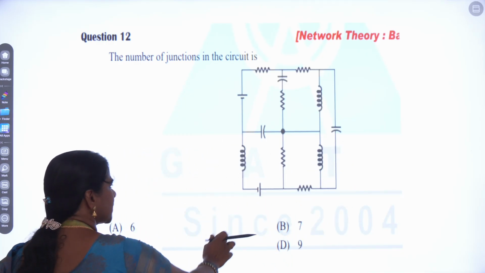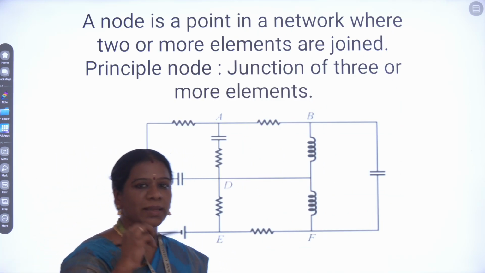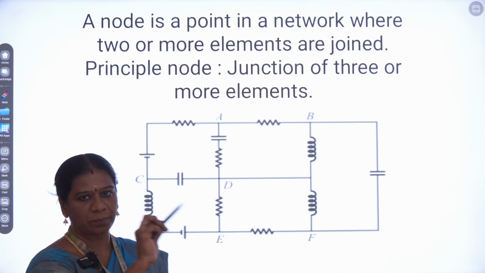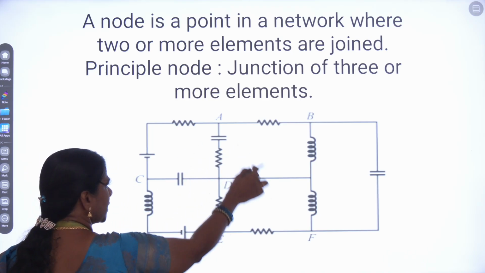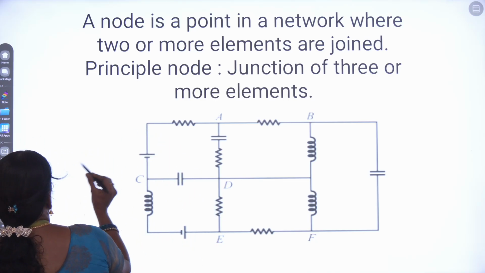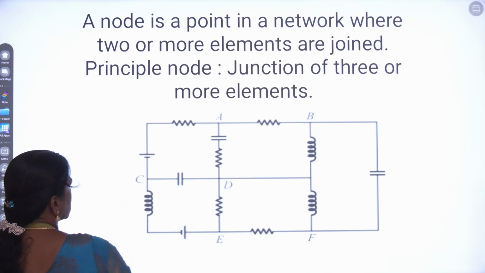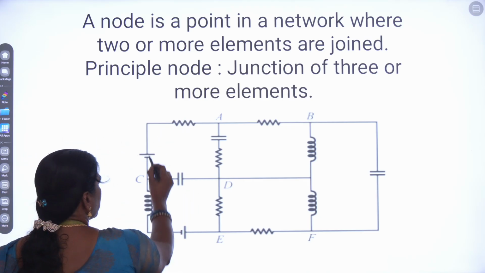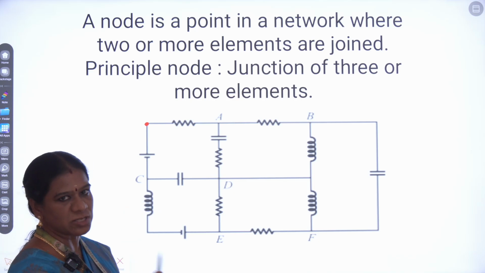Students, first we should understand what nodes are. Nodes are nothing but points where 3 or more branches are meeting. It is a junction point where multiple branches meet. In this problem, only 2 branches are meeting at this point, so we cannot consider this as a principal node.